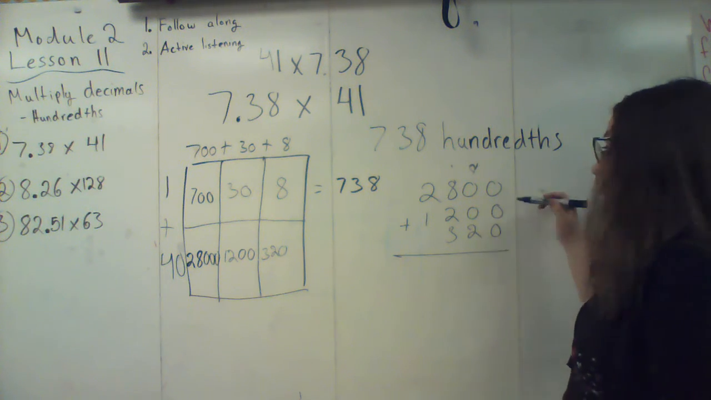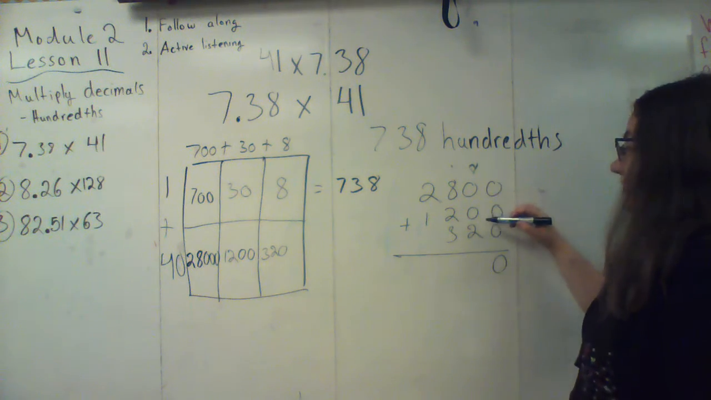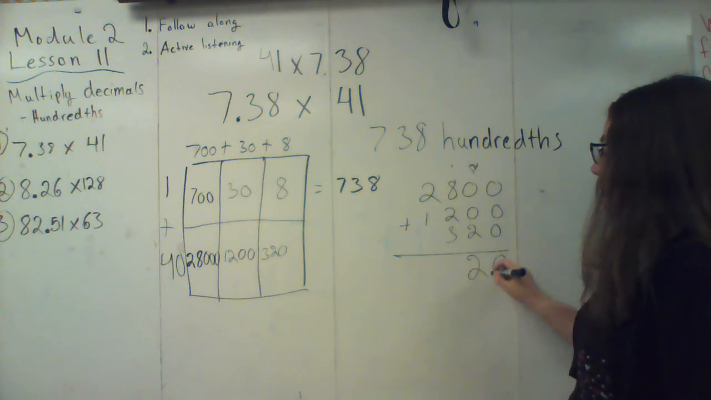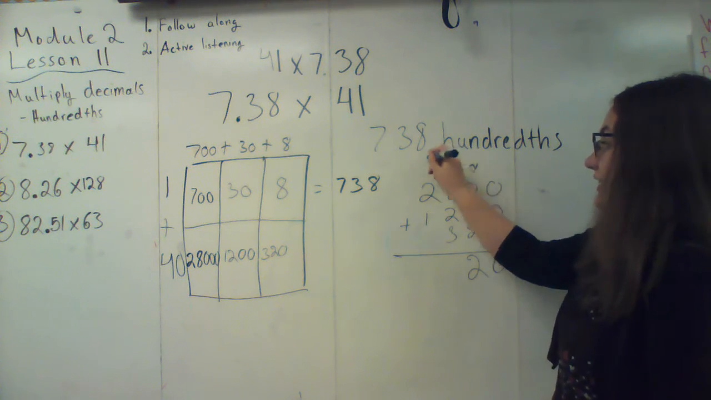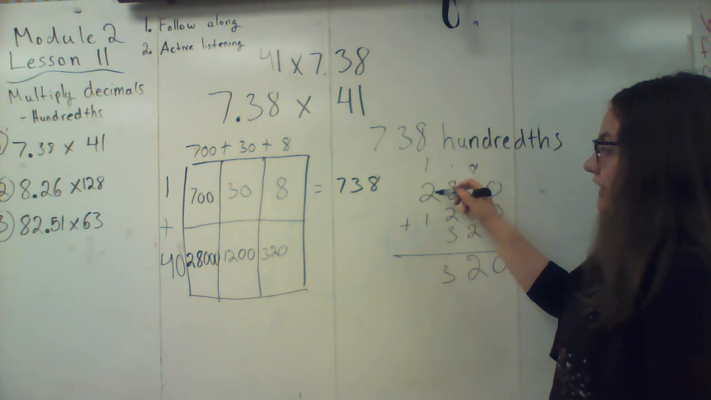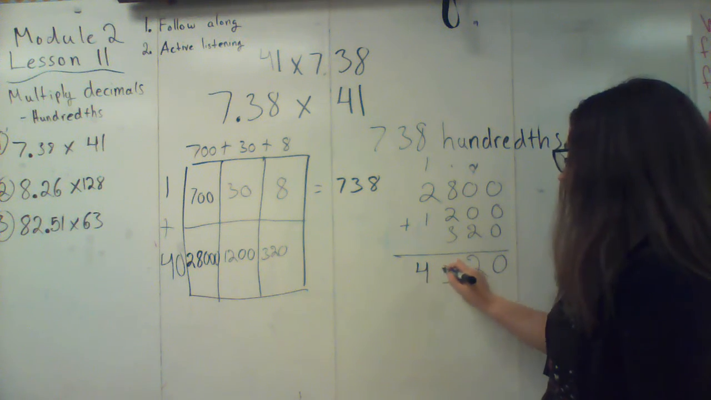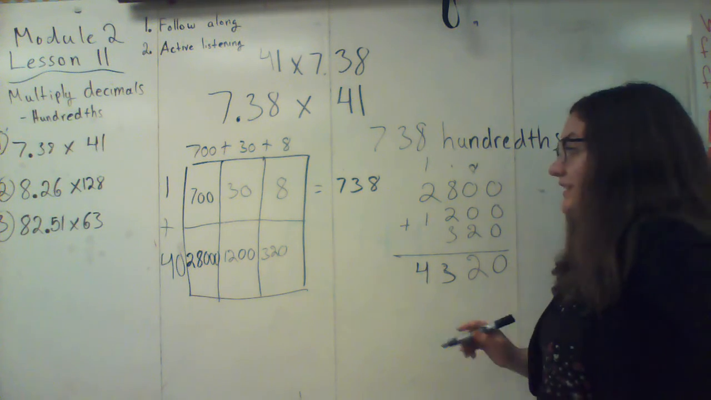Then I'm going to add. So 0 plus 0 plus 0 is 0. 0 plus 0 plus 2 is 2. 8 plus 2 is 10. 10 plus 3 is 13. Carry the 1, leave the 3. 1 plus 2 is 3. 3 plus 1 is 4. So I have another partial product of 4,320.